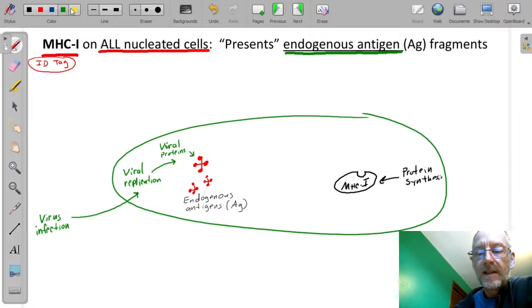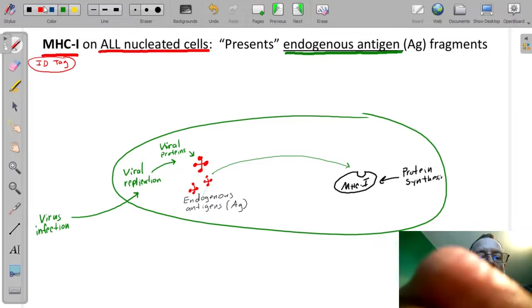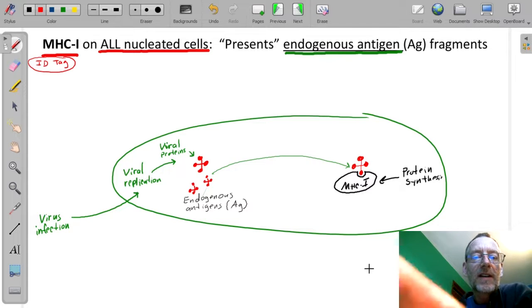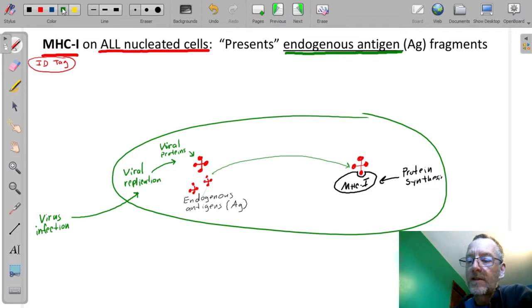And those antigens inside the cell get attached to the MHC1 in that groove. So here is the little piece of the viral protein. The idea is that we're going to present this to the outside world, that outside being everything outside of the cell. So they get together, and then this gets exocytosed onto the surface.